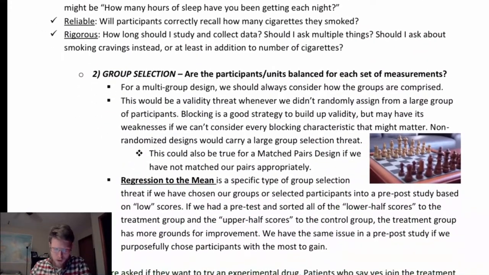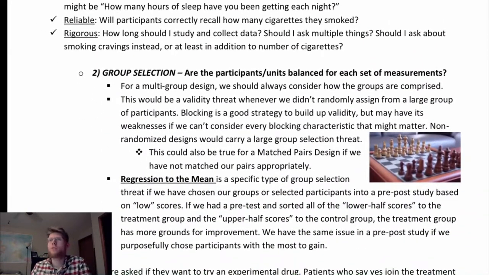All right, so group selection would be another validity threat. And depending on how we sorted our groups, this may or may not be a concern. If we're randomly assigning people to our groups and we have a fairly large number of people, like I would say if we have at least 30 people per group, it's probably a very small concern. If we have at least 50 or more people per group, it's very little concern.